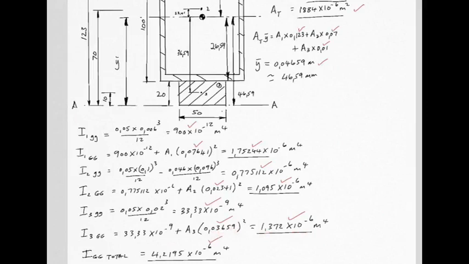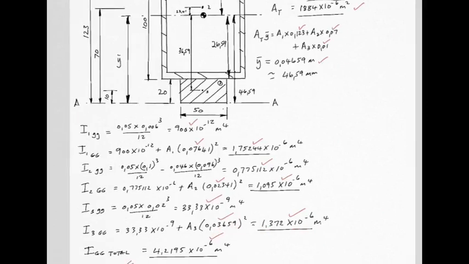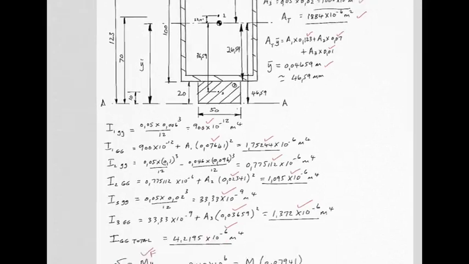And there's the answer. Now we can add all of these underlined numbers together because they are all about the same axis, GG, capital GG denoting an axis passing horizontally through the centroid of the whole shape. You may add those 3 together because they are about a common axis. And there's your answer, 4.2195 times 10 to the minus 6 meters to the 4th.